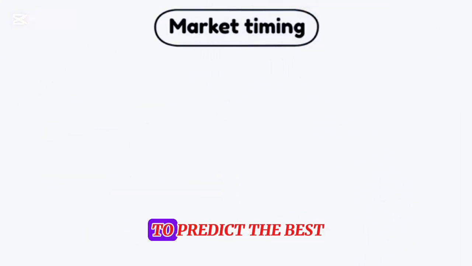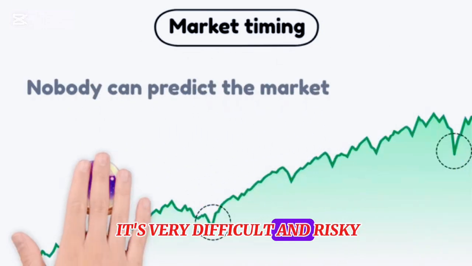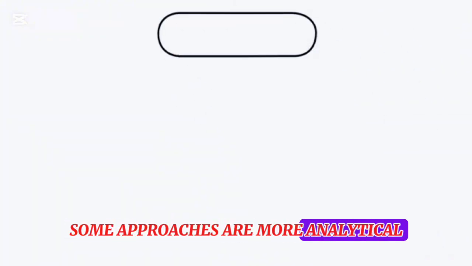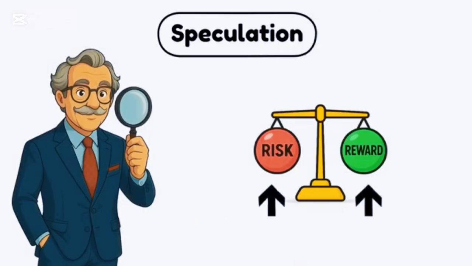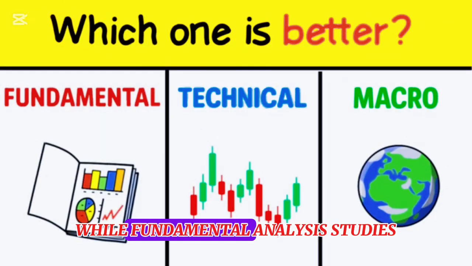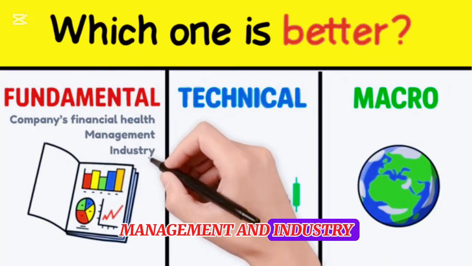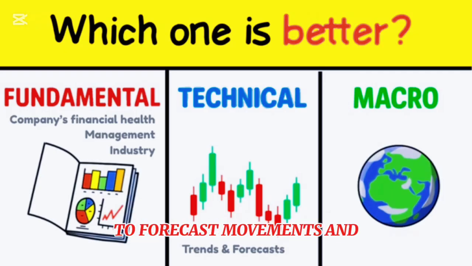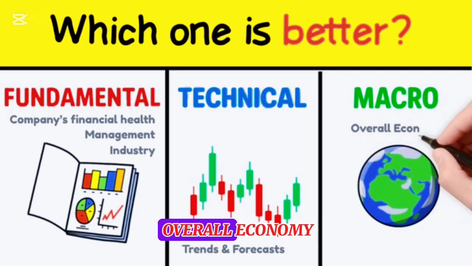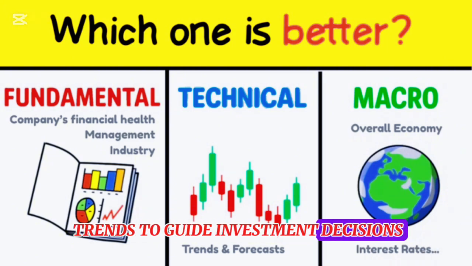Market timing is trying to predict the best moments to enter or exit the market. It's very difficult and risky, even for professionals. Some approaches are more analytical. Speculation is taking high-risk positions hoping for big gains, while fundamental analysis studies a company's financial health, management, and industry. Technical analysis looks at price charts and trends to forecast movements, and macro analysis examines the overall economy, interest rates, and global trends to guide investment decisions.